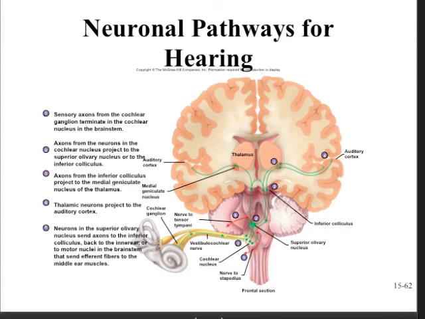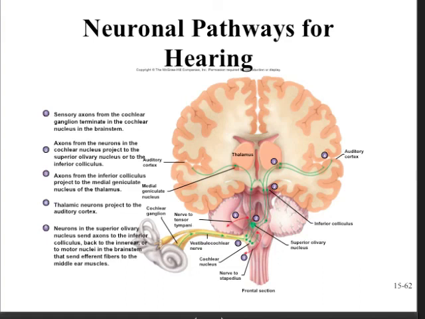The thalamic neurons are going to project to the auditory cortex in the temporal lobe, and neurons in the superior olivary nucleus send axons to the inferior colliculus, back to the inner ear, or to the motor nuclei in the brainstem that send efferent fibers to the middle ear muscles. And again, that's going to come into play primarily when you experience extremely loud noises. But this also in part adjusts the tension on the drum and controls the amount of vibration in the ossicles so that it's optimized for the conduction of sound, but also so that you avoid damage to those structures.